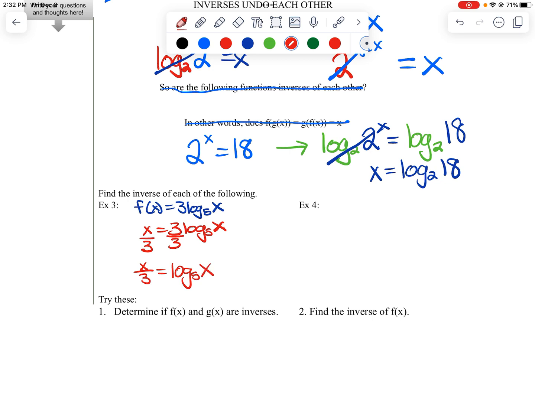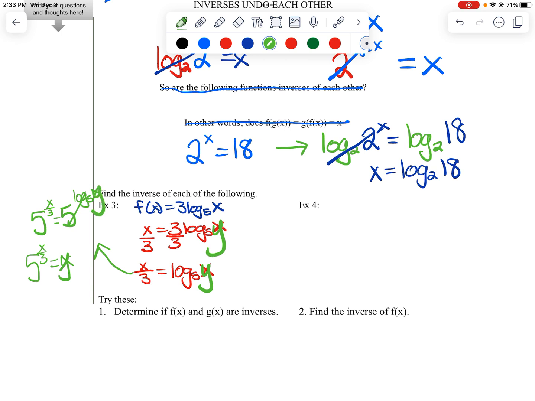And how do we undo that? Well, it's base 5, so to undo it, we could do it to a power. So I could now say 5 to the power of x divided by 3 equals 5 to the power of log base 5 of y, and since it undoes each other, it would just be 5 to the x over 3 equals y. Sorry, this should have been a y, my bad. So that is our inverse.